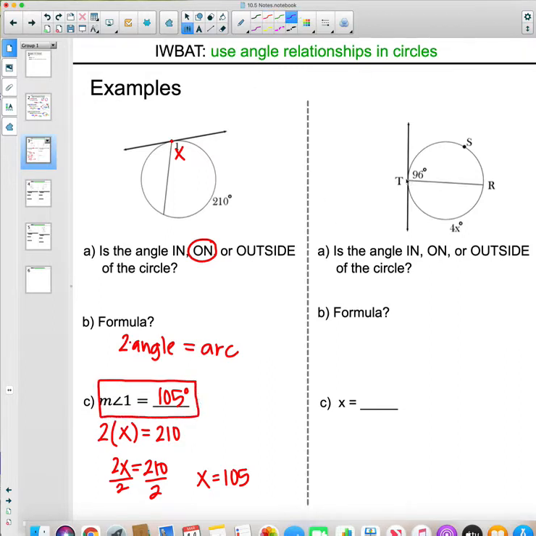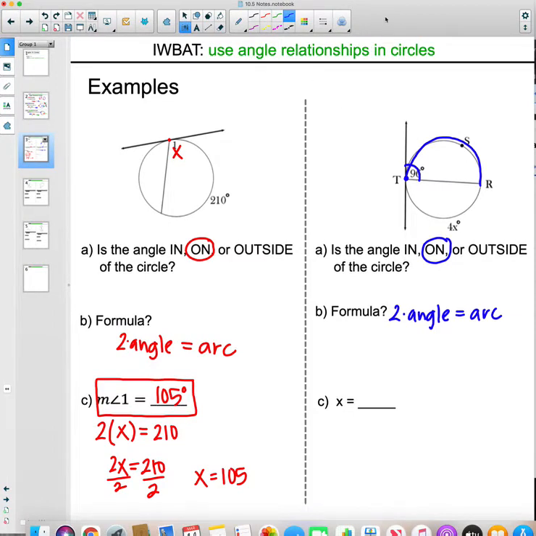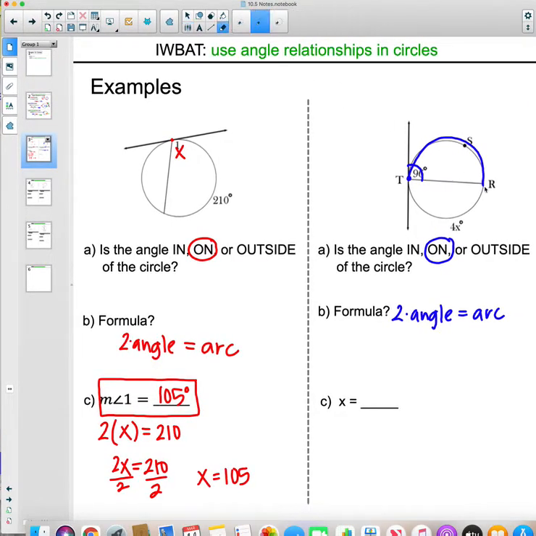Next one, again, is this angle that we see in this picture inside, outside, or on the circle? And again, we see on. So we need 2 times the angle equals the arc. Now this is the angle given, which means 2 times that equals this arc. That isn't the arc given to us in this problem. So what we need to do is figure out this angle to go with the arc that we're given.